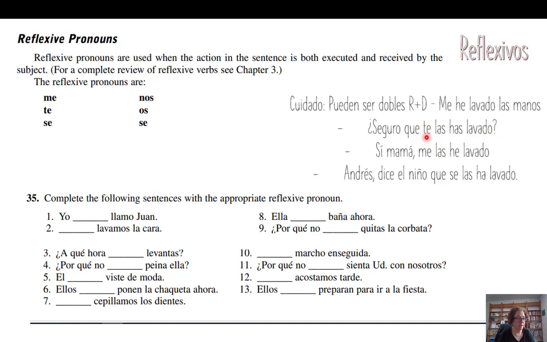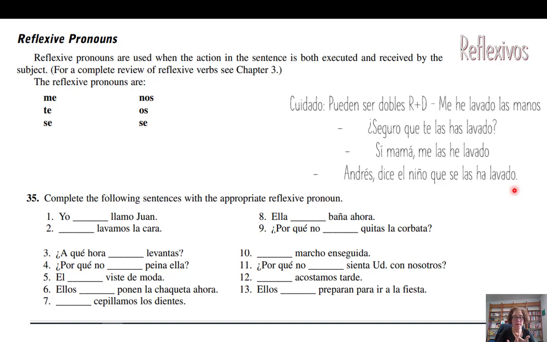So reflexive first and direct later. Sí, mamá, me las he lavado. So reflexive and direct. Andrés, dice el niño. Andrés, the kid is saying that he has washed them. Que se, reflexive, las ha lavado.